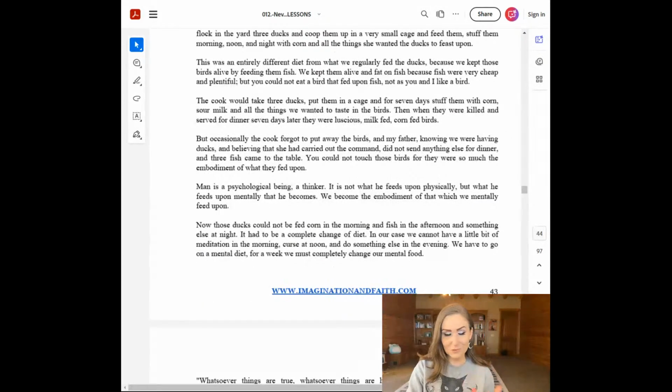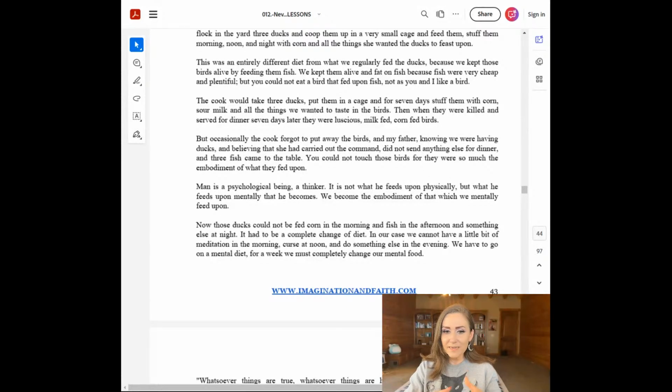Again, he's getting into the deeper meaning here. Man is a psychological being, a thinker. It is not what he feeds upon physically, but what he feeds upon mentally that he becomes. We become the embodiment of that which we mentally feed upon. Now those ducks could not be fed corn in the morning and fish in the afternoon and something else at night. It had to be a complete change of diet.